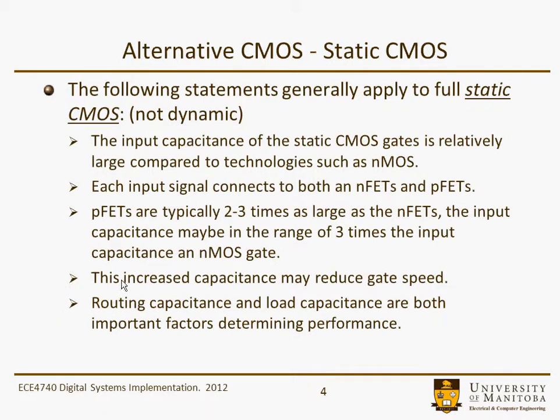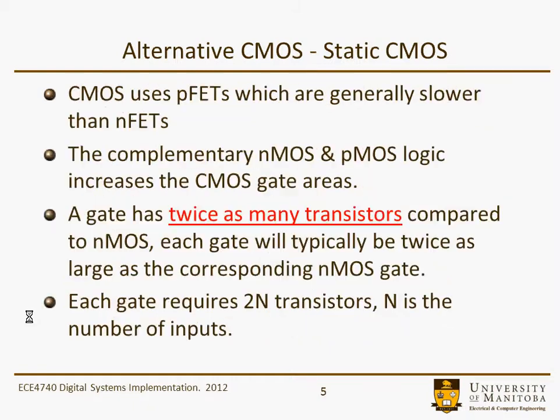And the other thing to keep in mind is that both routing capacitance and load capacitance are important factors in determining performance. So you'd associate the capacitance of the load as being the gate of the next stage, as well as whatever it took you to route there. CMOS uses PFETs, which are generally slower than NFETs. So the complementary PMOS and NMOS logic increases the CMOS gate area. It has twice as many transistors compared to NMOS, and as a consequence, each gate requires 2N transistors, where N is the number of inputs.